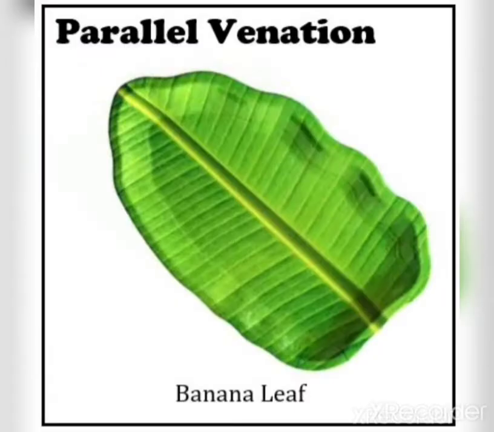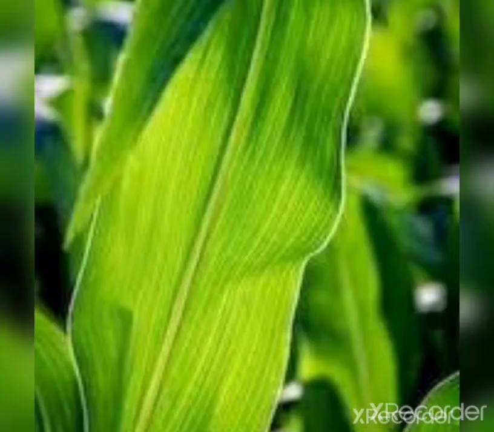So you can see here the parallel venation in case of banana leaf, and these are arranged horizontally. So this is a maize leaf. In this also we find parallel venation, but the lines are arranged vertically.